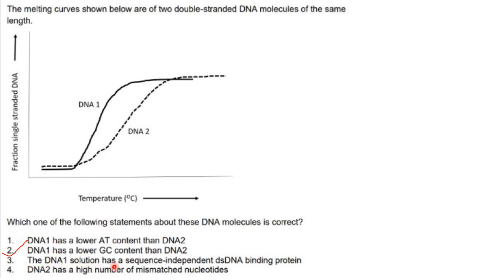The DNA 1 solution has a sequence-independent double-stranded DNA binding protein. That is not possible with this experiment. DNA 2 has a high number of mismatched nucleotides. If there were mismatched nucleotides, then Tm would have been low, not high. So the answer here is option 2.